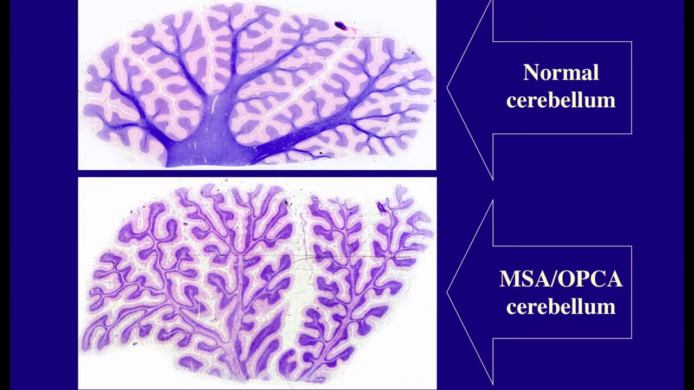This is quite striking in the cerebellum, where the cerebellar white matter in control is very robust and large, whereas the cerebellar white matter in a patient with MSA is very atrophic. The incoming and outgoing fibers are lost, as are many of the Purkinje neurons.